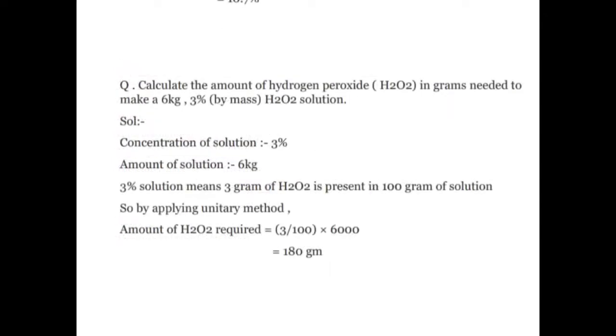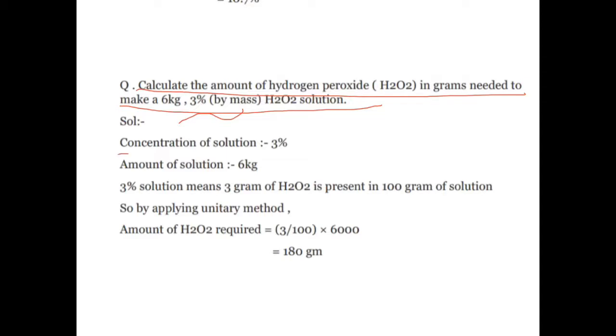This second question is a bit tricky, so concentrate. In this question we have to calculate the amount of hydrogen peroxide in grams needed to make a 6 kg, 3% mass by mass H2O2 solution. So what we have to calculate is the amount of the hydrogen peroxide. We have been provided with the percentage of the solution, that is the concentration of the solution, and we know the mass of the solution. What we have to find is the mass of the solute. So now let's solve this.